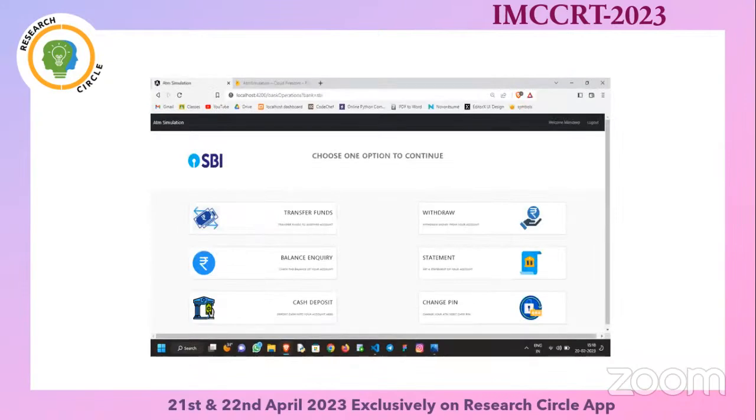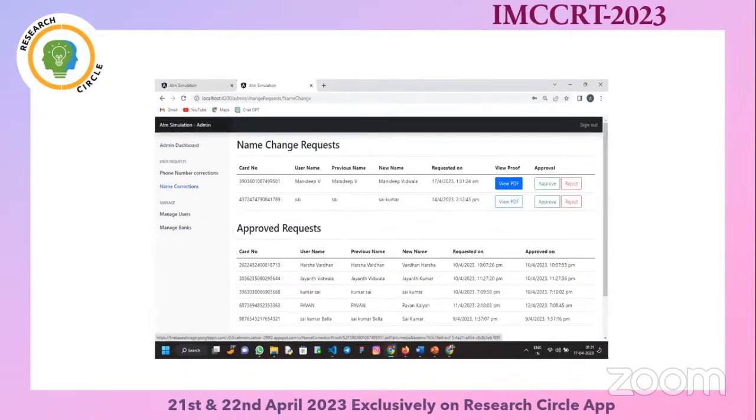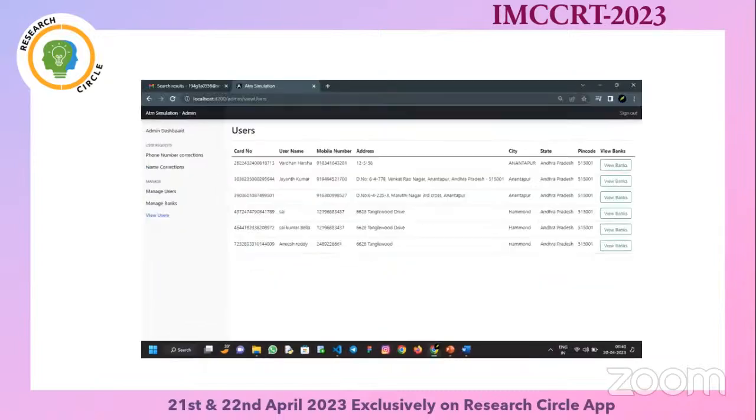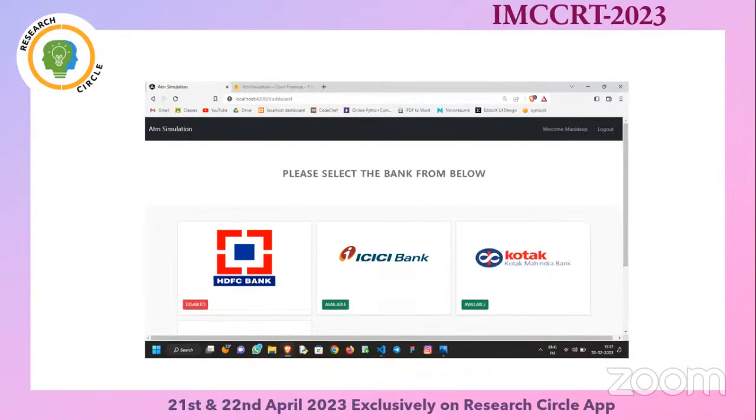This is the list of operations page, and this is the admin dashboard which I have developed for changing the details, where the user uploads a file or a name proof. By seeing that, the admin can approve or reject the changes in details. As I mentioned before, this is the page from where the admin can change the indicator label mentioned on the list of banks page, that is, a green label and a red label.